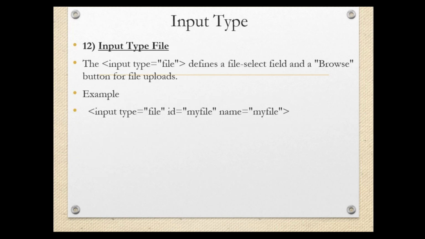Next one, we have input type equal to file. The input type equal to file defines a file select field or a browse button for file upload. When we are taking input type equal to file, it will select a file or upload a file. The example is input type equal to file, id equal to myfile, name equal to myfile. So after taking this tag, we can select a file or we can upload a file.